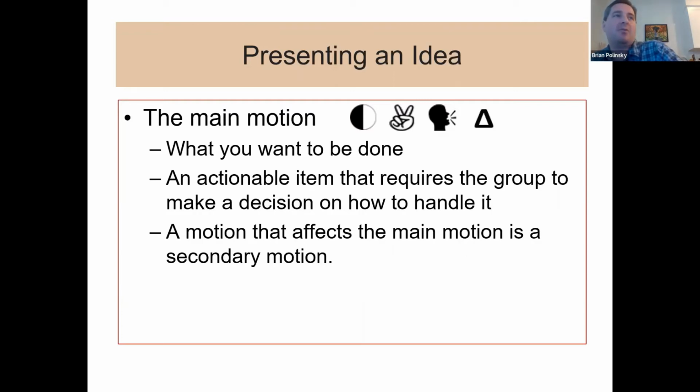So passing a main motion requires a simple majority vote. The main motion needs to be seconded. That's what that next symbol means. The main motion is always debatable, and the main motion is always amendable.